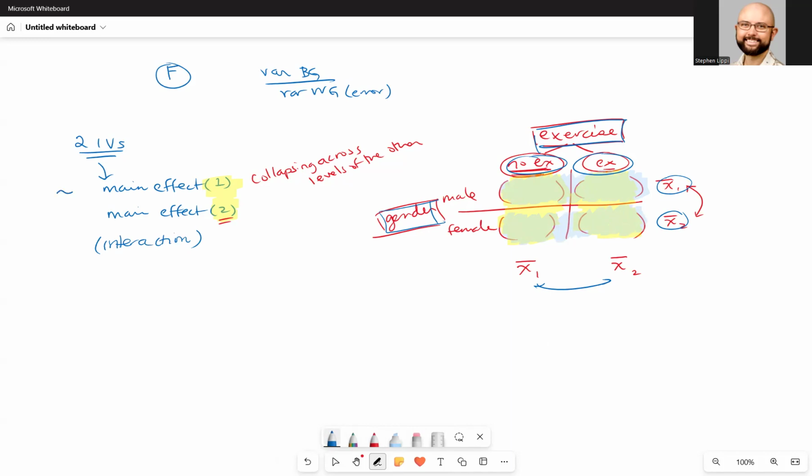So this is going to lead to an F value that will allow us to decide if there is a main effect of factor A, another F value for factor B, and another F value for the interaction.